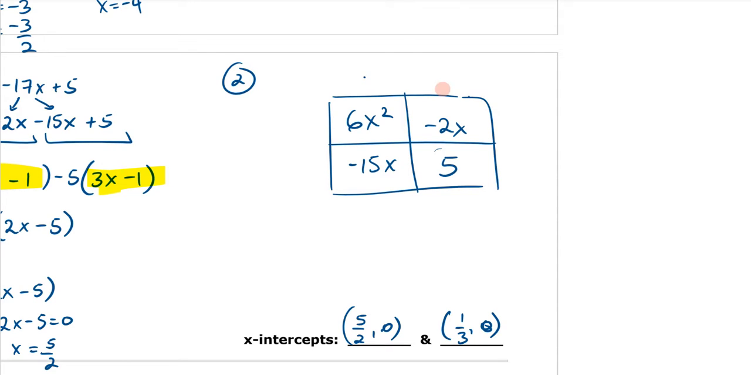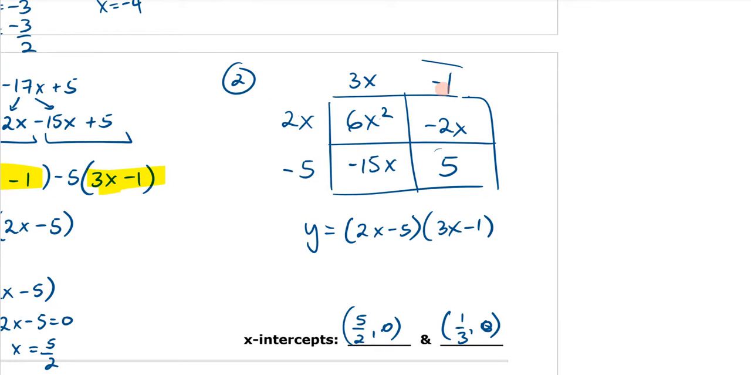Okay, so remember, you have to have an x term in the column, an x term over here. So x times x gives me x squared. How do I make up a 6? Well, I can do 3 times 2. And by doing so, 3x times what gives me 15x? Well, I get a minus 5. And minus 5 times what gives me 5? Well, minus 1 gives me 5. And so I would have my answer here: y equals 2x minus 5 and 3x minus 1, just by reading the titles in the columns and on the rows.